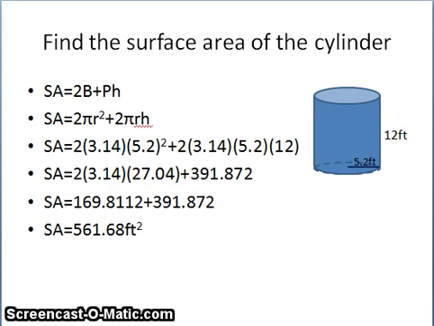Okay, so again, I just want to really emphasize to you guys that what we're doing here is just using those formulas, plugging in the numbers, using order of operations to correctly simplify it, and then at the end, making sure that we put the appropriate units on.